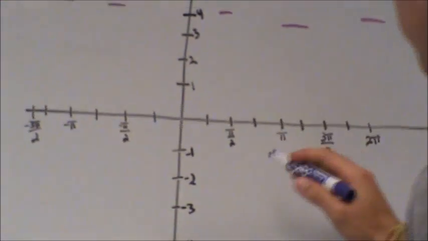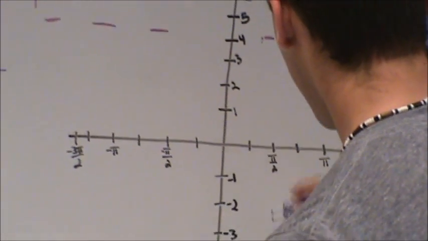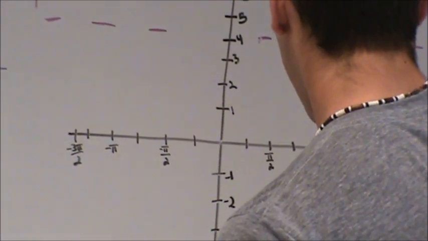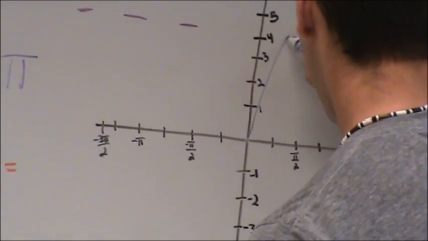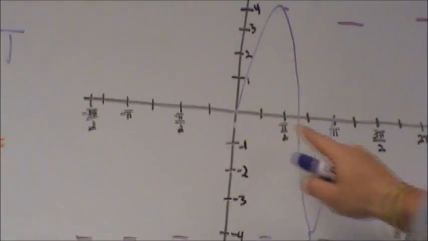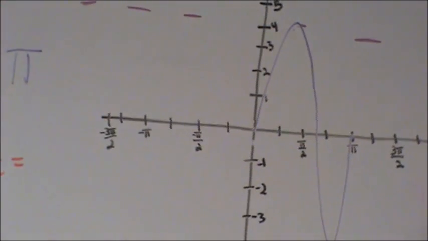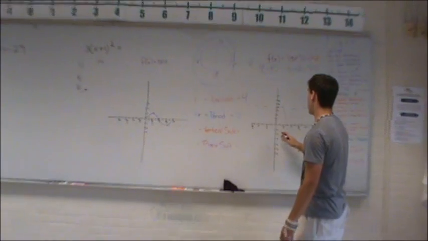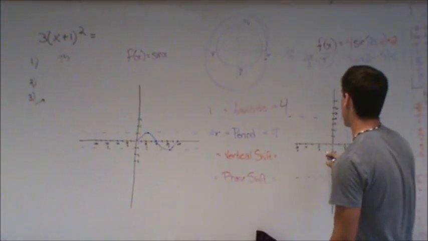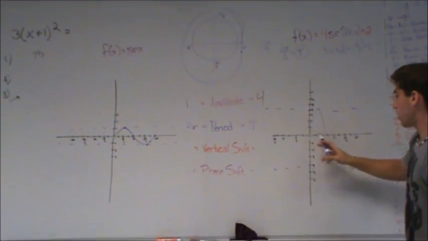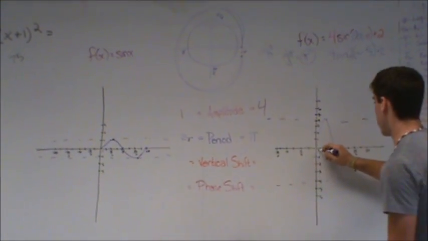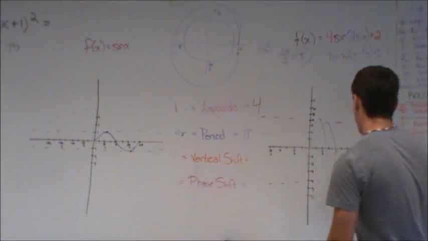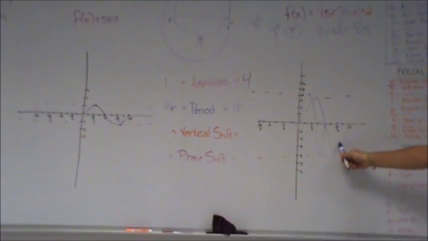So the graph is going to go from 0 to pi instead of all the way from 0 to 2 pi, because one rotation, instead of going all the way around, well, it still goes all the way around, but the circle is more squished. So it goes from 0 to pi instead of 0 to 2 pi. So it's just more squished versus more spread out.